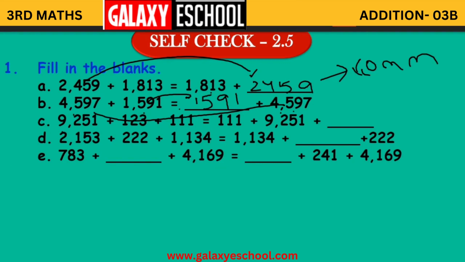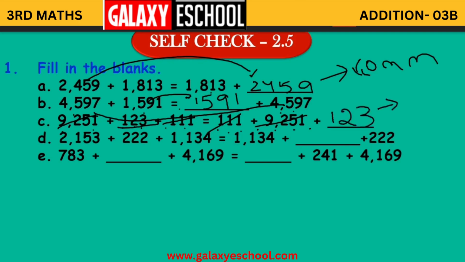Again, coming to question number C. See, 9251 plus 123 plus 111 is equal to 111 plus 9251 plus dash. See, we have 9251 on both sides, and we have 111 as well. Now which number do we not have? We don't have 123. So we'll write 123 here.